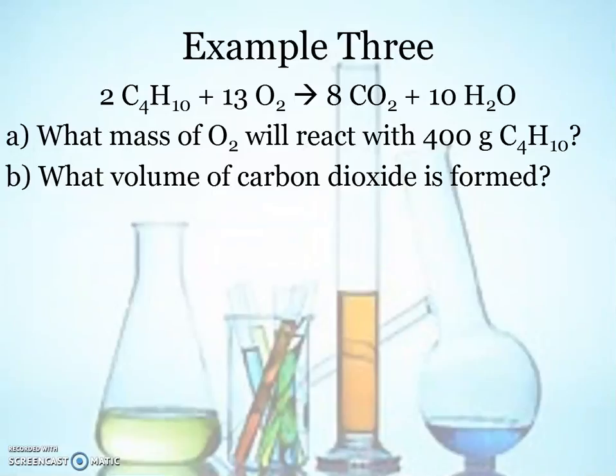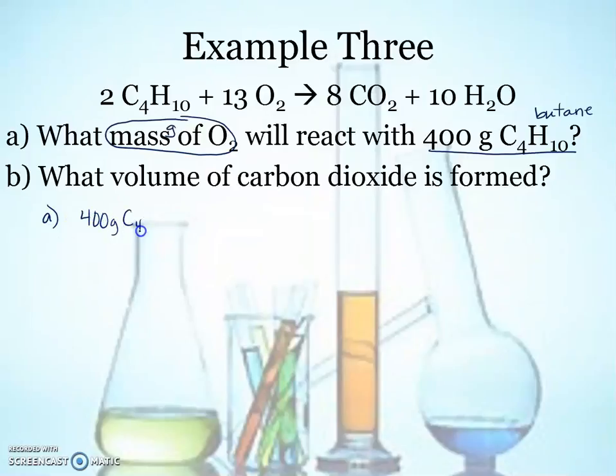Okay, here we have letter A, balanced chemical equation. What mass of O2, so we're looking for grams of oxygen, will react with 400 grams of C4H10, that's butane. Butane. All right, so to solve this, we start with our 400 grams of butane. Right, 400 grams of butane, and we need to go from grams of butane to grams of oxygen.